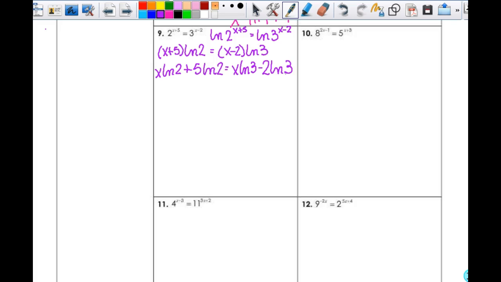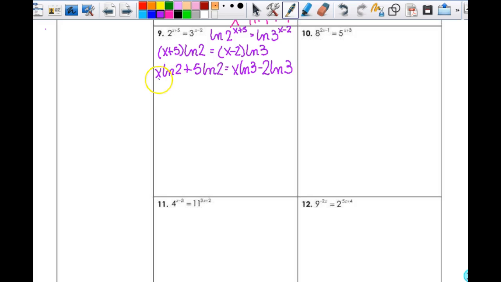Everybody understand where everything came from? Now, the whole reason we do this is so that we can do what you've been doing for every single equation you've had to solve ever, and that is trying to get all your variables on one side and all the things that aren't variables on the other side. So we're trying to solve for x. I need all the terms that have x in them on one side of the equal sign and all the other terms on the other side of the equal sign.